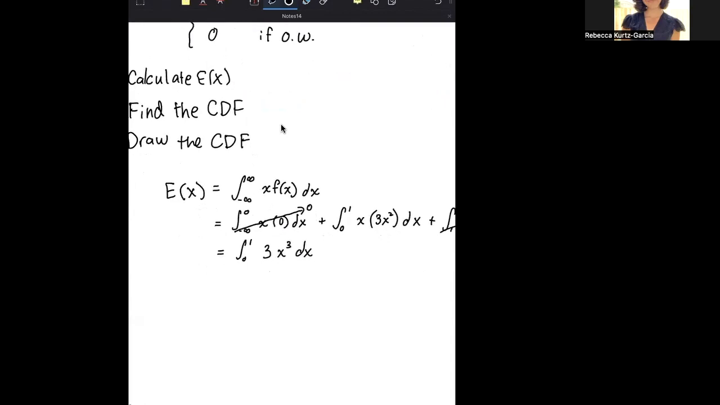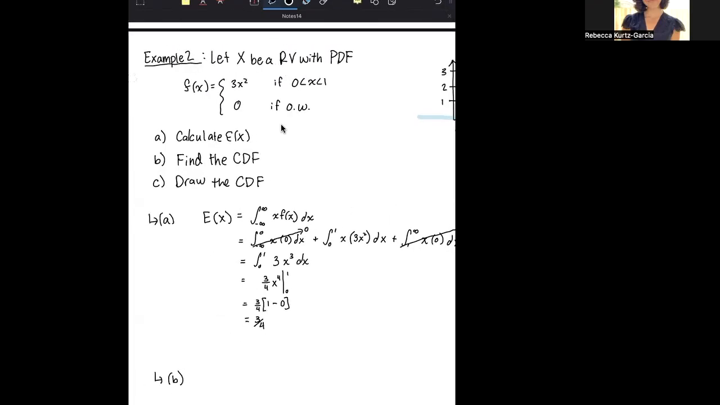Okay, so now we're ready to evaluate. This just becomes 3 over 4 times x to the 4th from 0 to 1. So we get 3 over 4 times 1 to the 4th power, which is 1, minus 0 to the 4th power. And we have the expected value of x is 3 over 4.